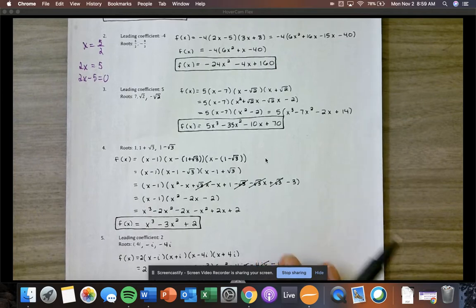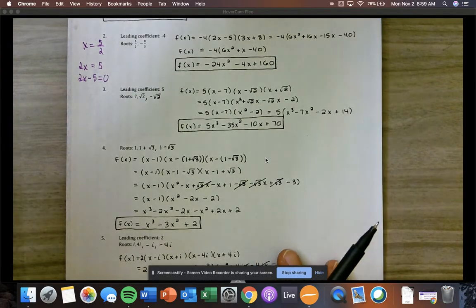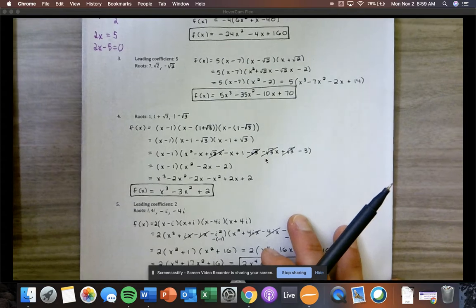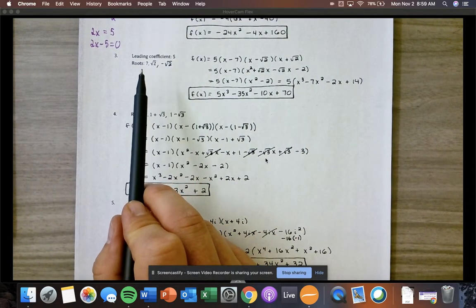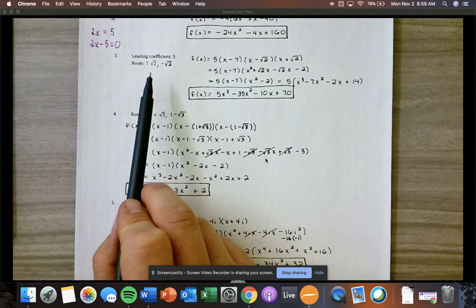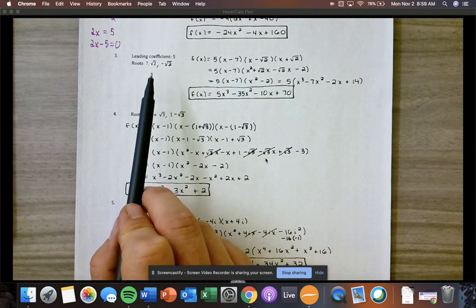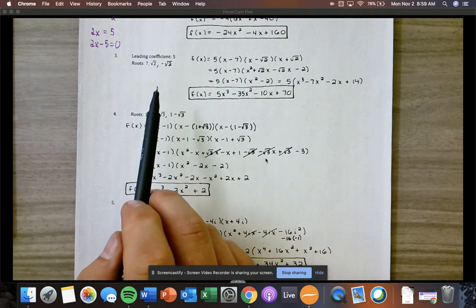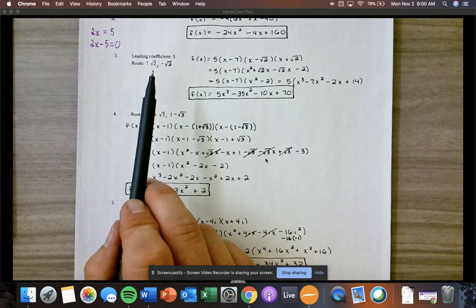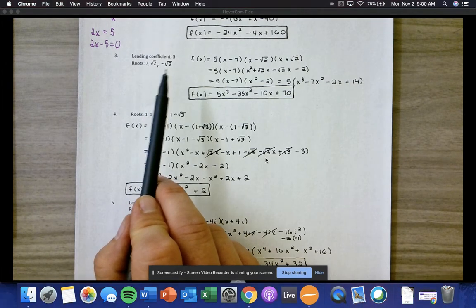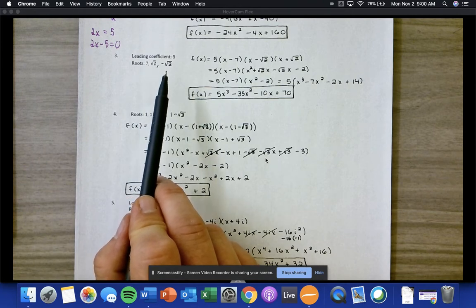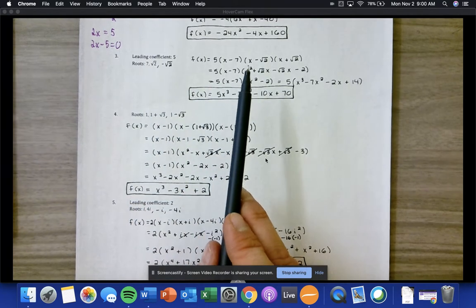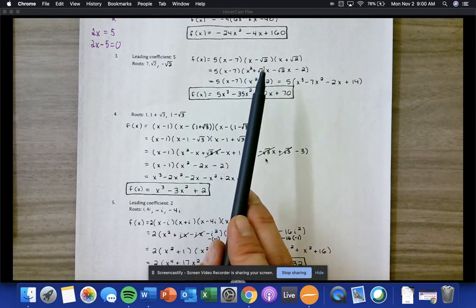All right, so number 3 and number 4 and even number 5, they're a little bit different because it tells us the leading coefficient and it tells us the root, but we have to remember a couple things. For instance, we have a root of the square root of 2. And if we remember, we have this thing called the irrational roots theorem. Whenever you have an irrational root, we also have the opposite of it. So if we have a square root of 2, we're also going to have a negative square root of 2. So we just add that into our factors, right?